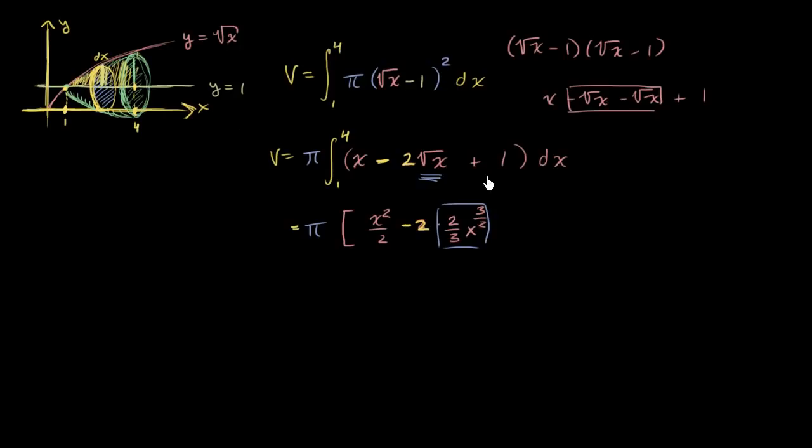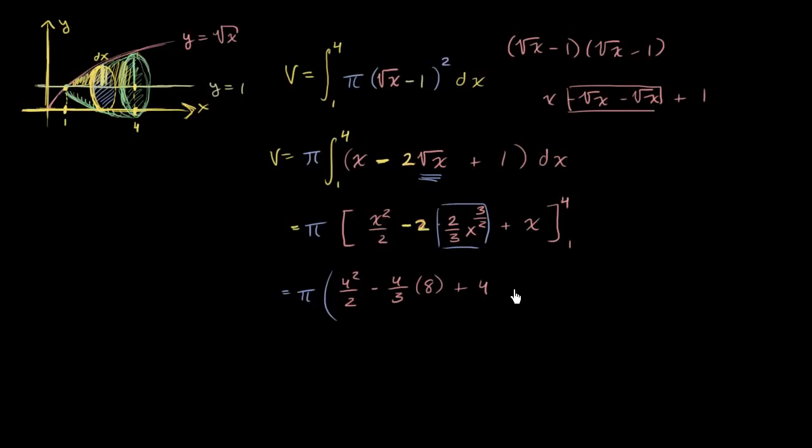Now let's take the antiderivative of 1. Well, that's just going to be equal to x. And we're going to evaluate this from 1 to 4. So we're in the home stretch. So this is going to be equal to pi times, well, first let's do it at 4. So 4 squared over 2 minus 4/3, and what's 4 to the 3/2? So 4 to the 1/2 is 2, and then you raise that to the 3rd power, you get 8. So times 8 plus 4.